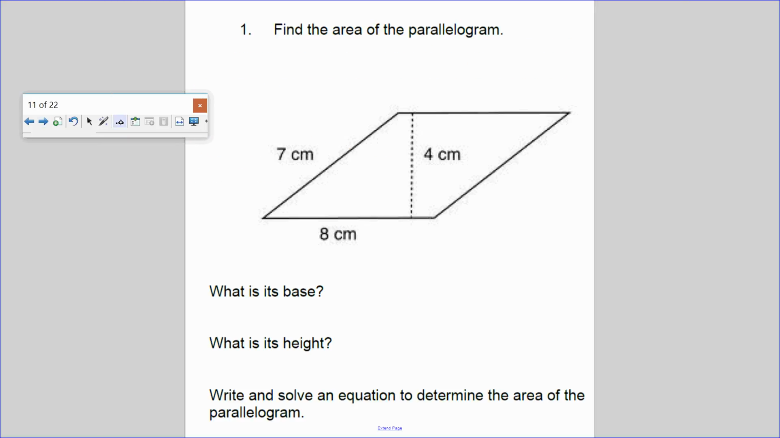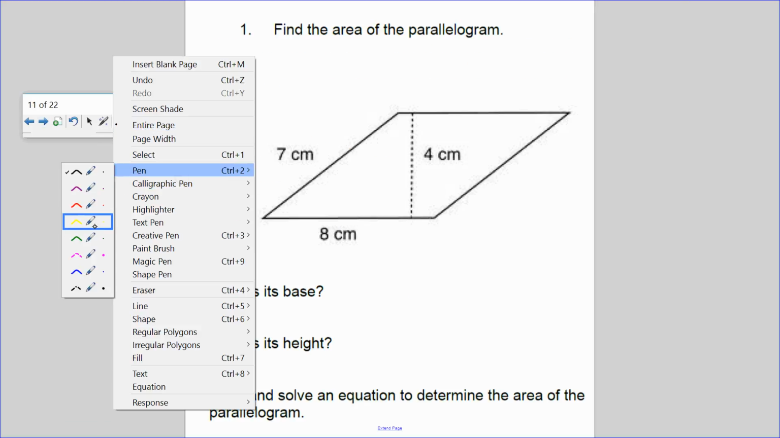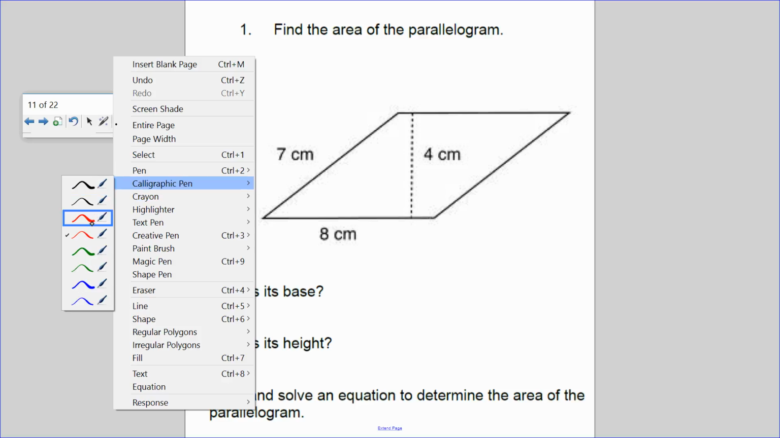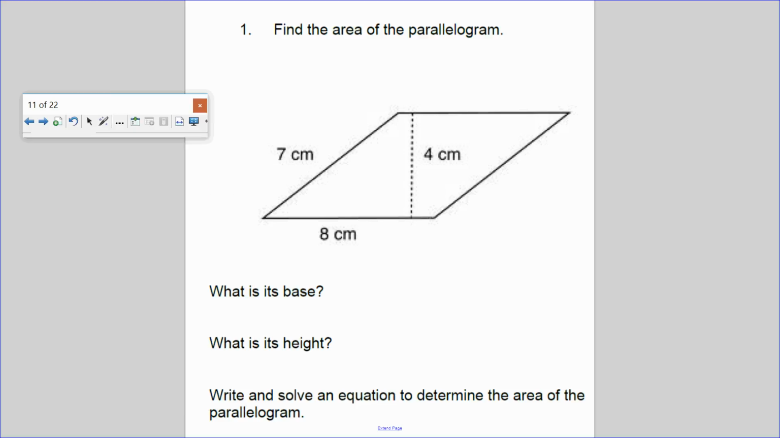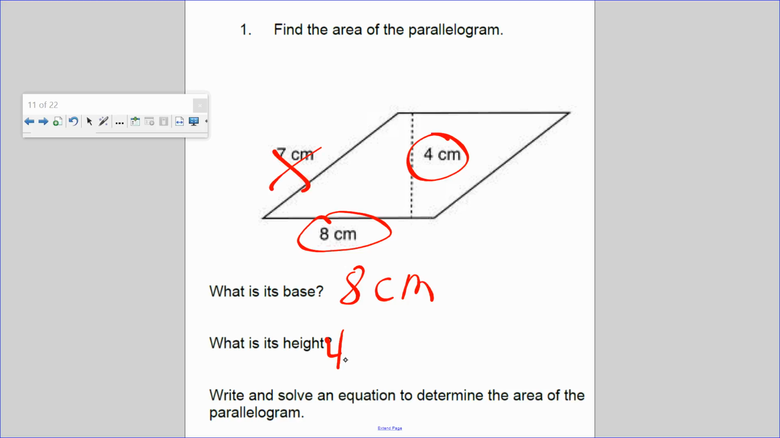So let me get my pen now. In this example, this is a parallelogram. What is the base? The base is 8 centimeters. It's the bottom of it, as I think about it. What is the height of it? How tall or high is it? Would it be 4 centimeters, 10 centimeters? Think about it. If you measure your height, you're standing straight up. This is a junk number, so 4 centimeters.